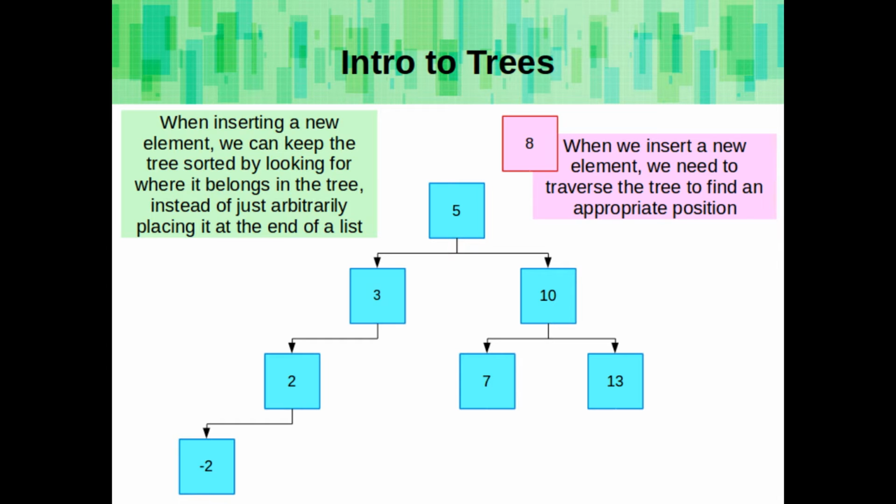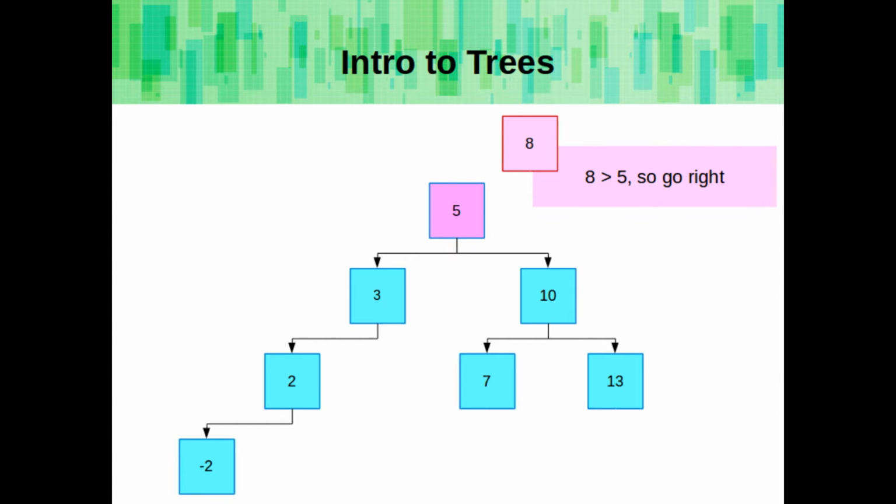So, when we want to insert a new element, we need to traverse the tree to find an appropriate position. So for inserting the value of 8, we'd start at the root node, and in this case it's a 5. 8 is greater than 5, so we're going to go right to the next node. Then, 8 is less than 10, so we will go to the left node. And 8 is greater than 7, so we would go right, but there's nothing here, so we found the position where we want to place 8.